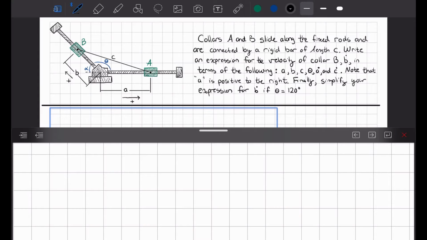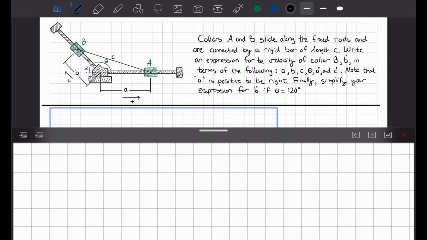Welcome back. Let's look at another problem, specifically a constrained motion problem. Collars A and B slide along the fixed rods and are connected by a rigid bar of length c. Write an expression for the velocity of collar B, which we're going to call B dot, in terms of the following: A, B, C, theta, A dot, and C dot. Note that A is positive to the right.